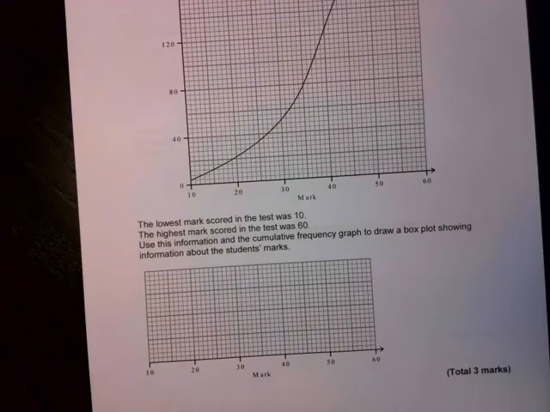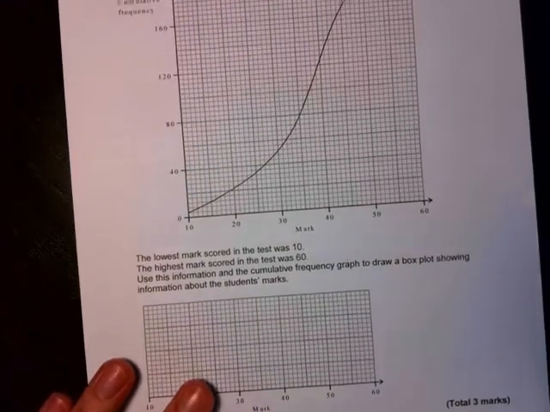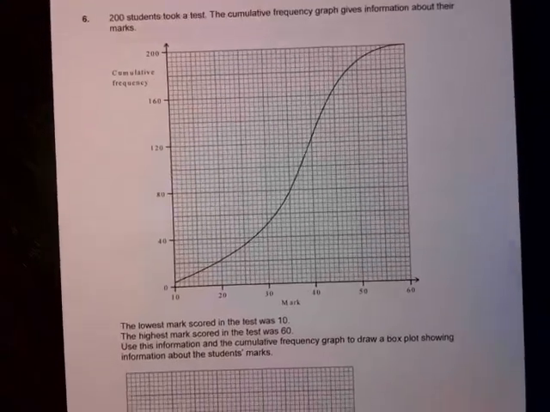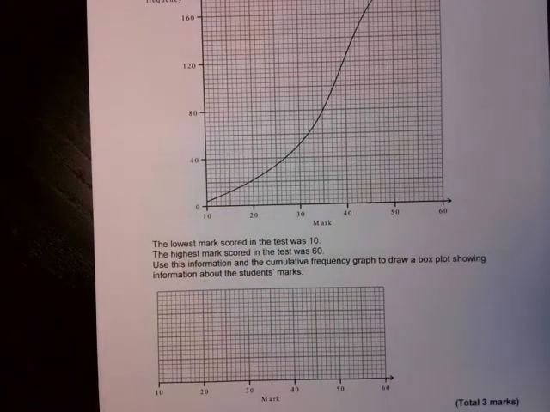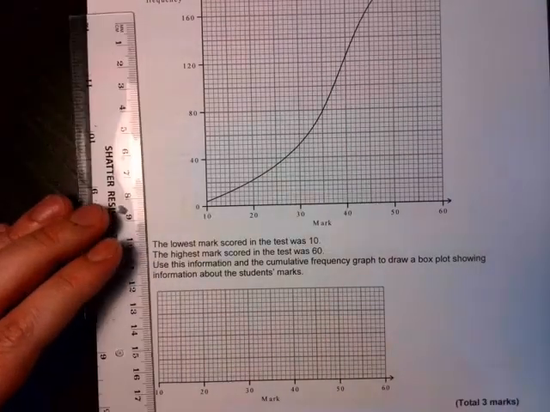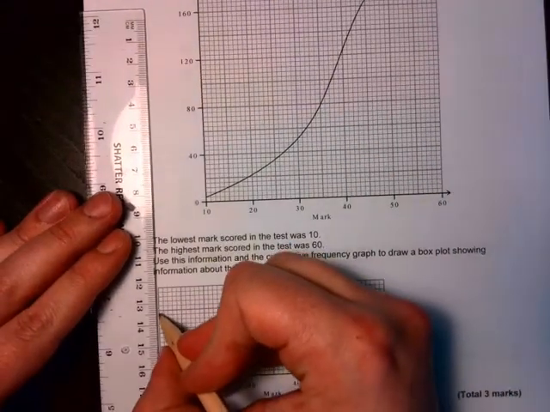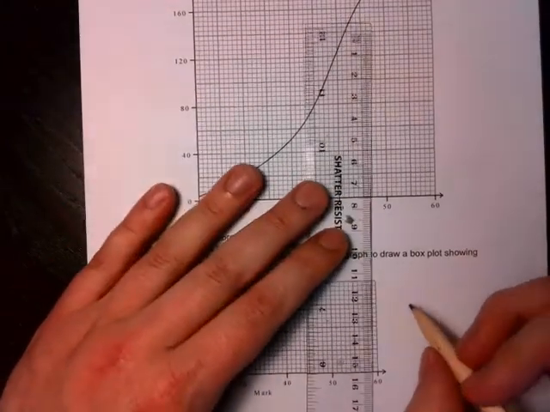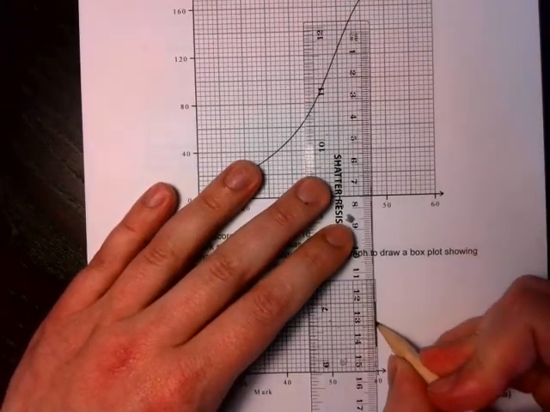"200 students took a test. The cumulative frequency gives the information about their tests." There you can see it. So the lowest mark scored in the test was 10. They want us to use the information in the cumulative frequency graph to draw a box plot showing the information. So what we can do is mark on the lowest and the highest scores for our box plot first of all. So the lowest score was 10 and the highest score was 60, so we've got each end.